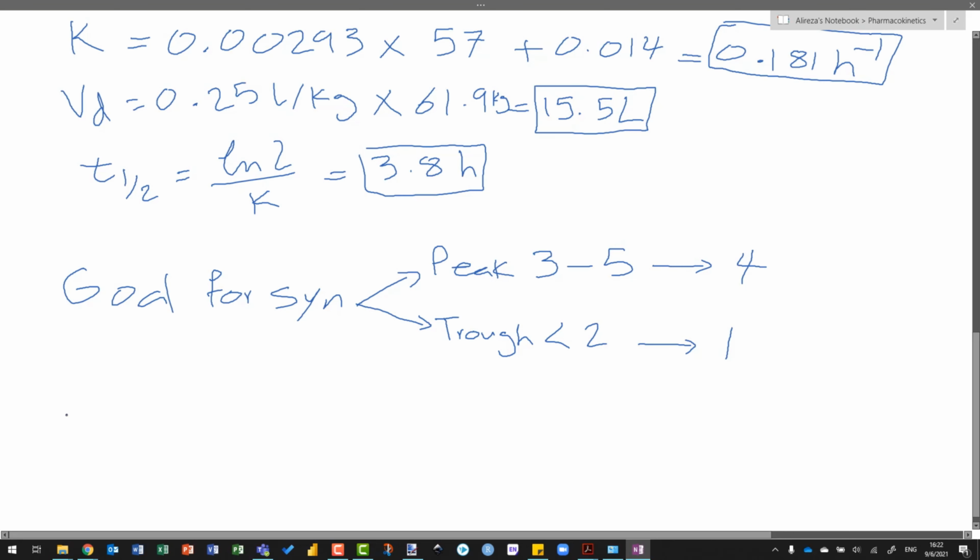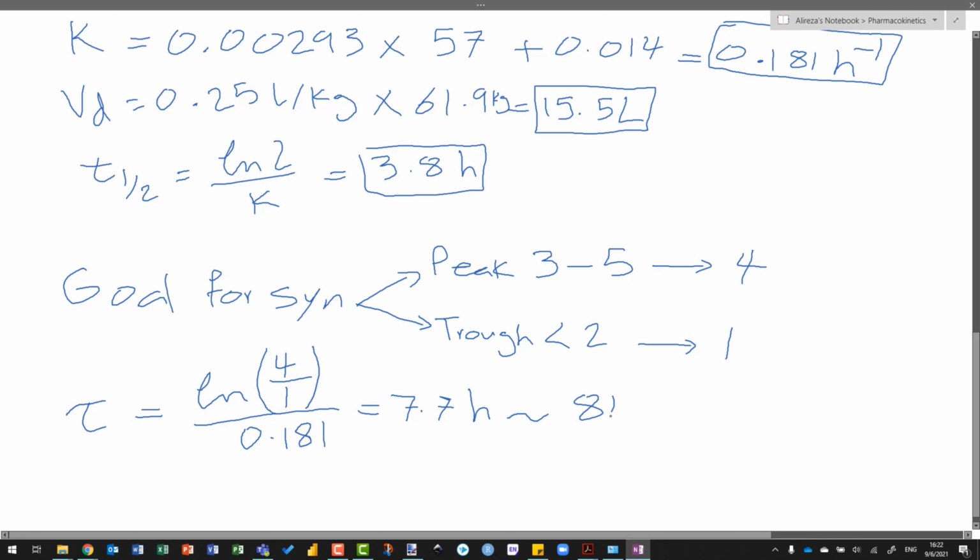Now the next thing we calculate is tau, which is the frequency. It's ln of your target peak, so this is what you want to achieve. This is not something that's measured yet because we haven't started gentamicin yet. So we are hoping to use a frequency that would give us a peak of 4 and a trough of 1. This equation helps us separate the doses to allow time for the body to clear gentamicin to go from a peak of 4 to trough of 1. In the denominator you put K, which is 0.181 in this case, and this will give you 7.7 hours. Now with the tau you want to round it to numbers that clinically make sense, so in this case it's every 8 hours.